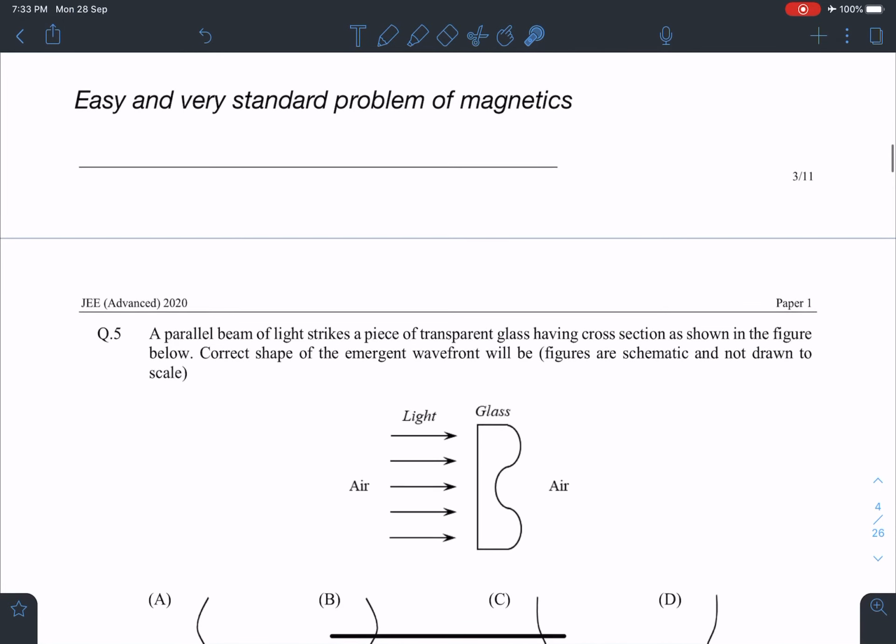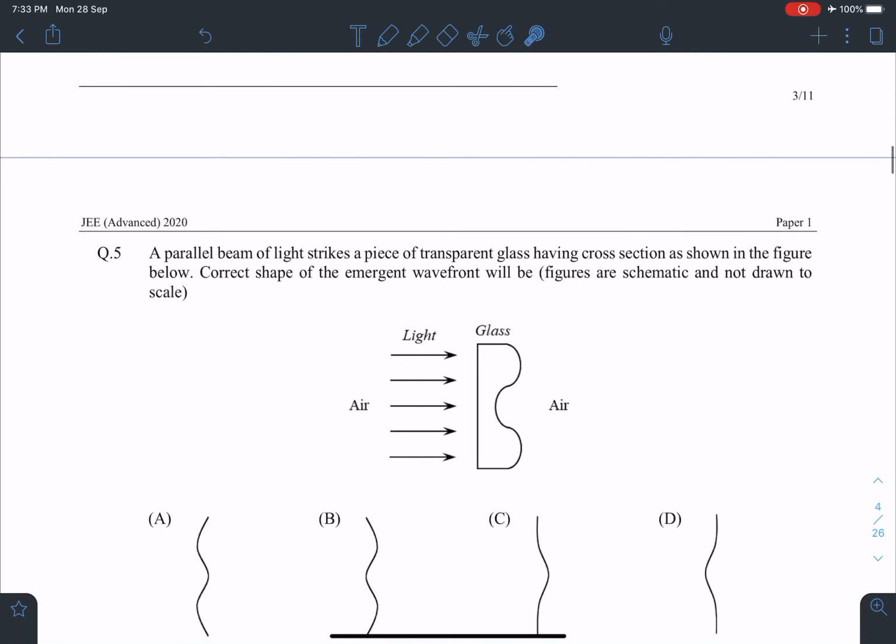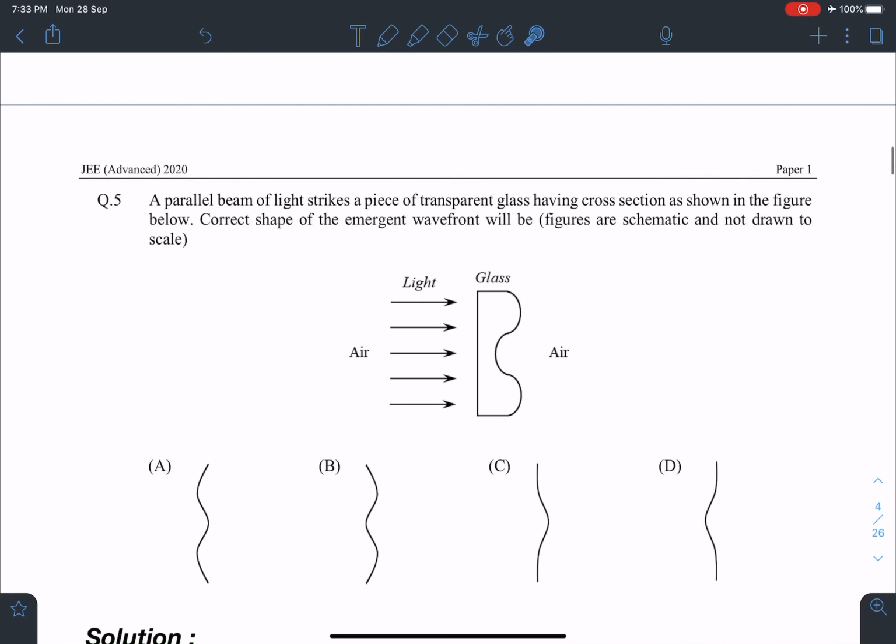And here a parallel beam of light strikes a piece of transparent glass having cross section as shown in the figure. Correct shape of emergent wavefront will be. Figures are not drawn to the scale. So it's a very conceptual problem, and those who are my regular students, they would have realized that very recently we had a discussion on the shape of wavefronts in wave optics class.